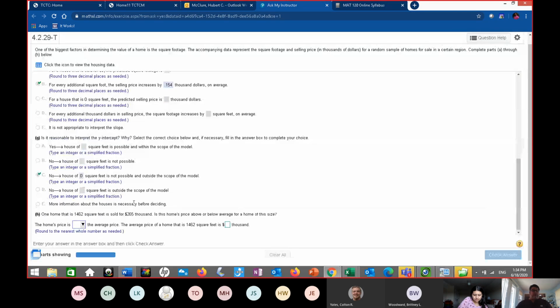One home that is 1462 square feet is sold for $265,000. Somebody do the math there for me. Somebody do the average. 1462. Plug that into the formula, please. I'm not going to do it. I'm just going to let you do it.